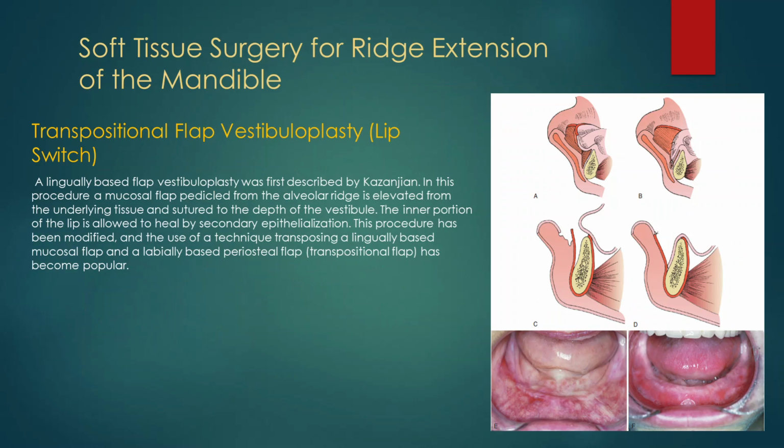The primary goal of ridge extension is to provide an enlarged area and to improve the extension in the area of denture flanges by removing the dislodging effect of muscle attachment in the denture bearing or vestibular area. The first procedure is the lip switch.